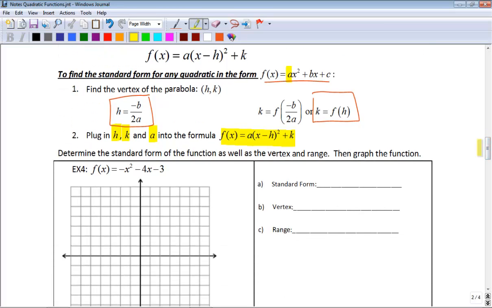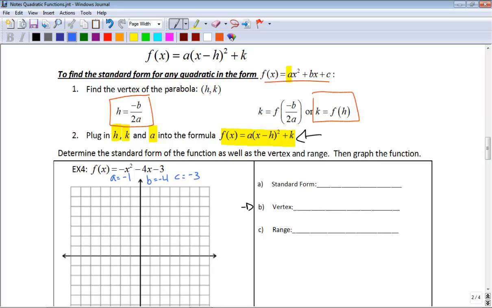The example says to determine the standard form of a function as well as find the vertex and the range and graph the function. So let's go ahead and start by finding the vertex. The reason that we're going to start by finding the vertex is, again, I need the vertex to get into standard form. So it's the first thing that I need to do. In order to find the vertex, which is my h and my k, I first need to identify what a, b, and c are in the general form that I'm given of my quadratic. Well, a is going to be the number in front of x squared. There's a negative there, so I say negative 1. b is the number in front of your x term, negative 4. And c is the constant, which is negative 3.